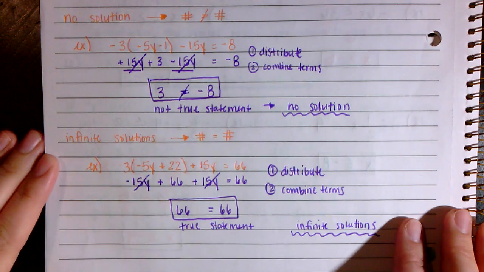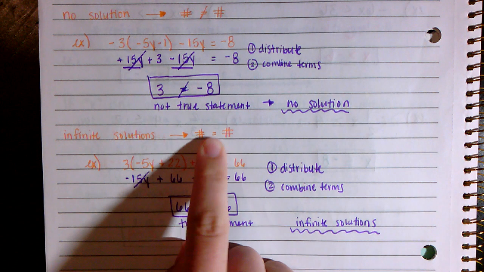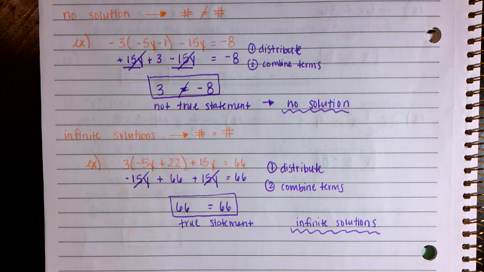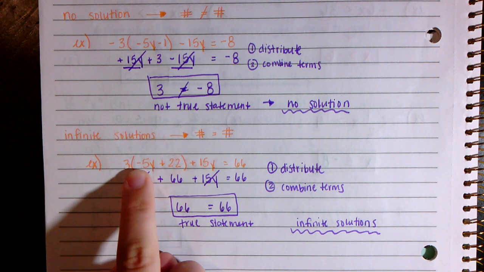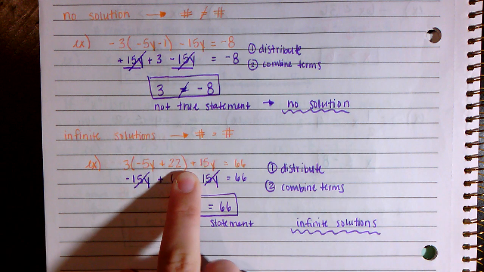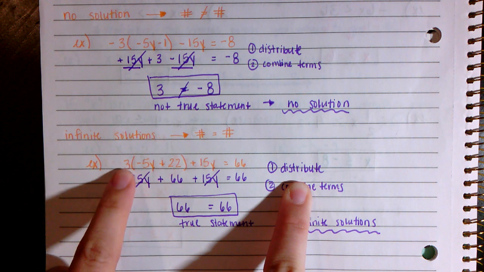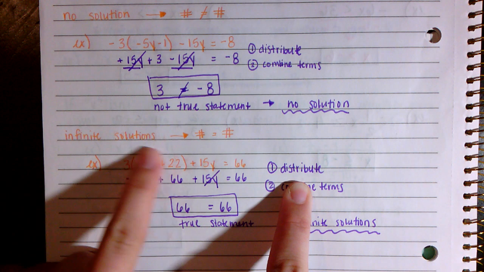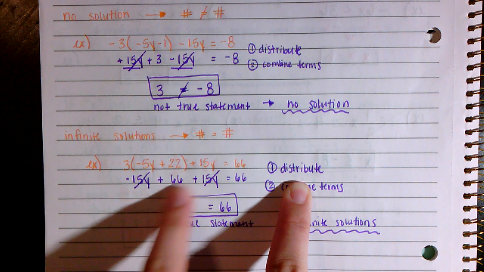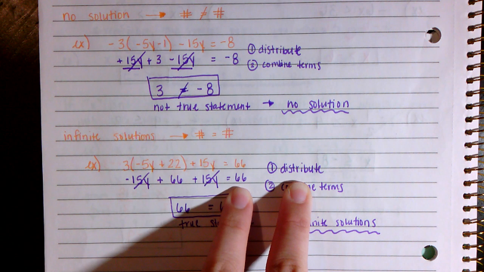And then our last example would be one that has infinite solutions, meaning you'll get the number equal to the exact same number, which means you could really plug any number in there because it's going to work. It's very true. So here we have the equation 3 times (-5y + 22) plus 15y equals 66. So obviously first I distribute. 3 times -5 is -15, bring down the y. 3 times positive 22 is positive 66. Then I bring down the 15y, bring down the equal sign, and bring down 66.